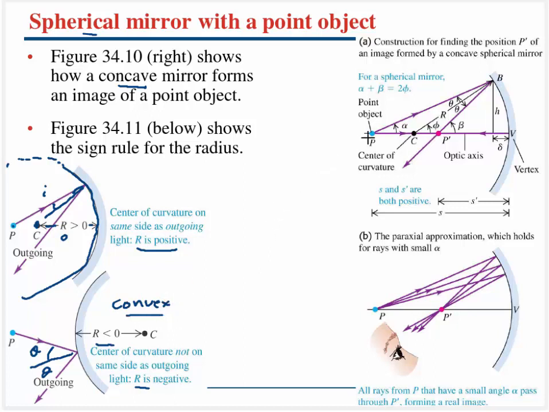We can still draw this out and say here we have our point object, angle in equals angle out, and we have some image right here, P prime. We're still going to define object distance S and image distance S prime, and we carry the same notation because they're on the same side as the light. Both of these are going to be positive.